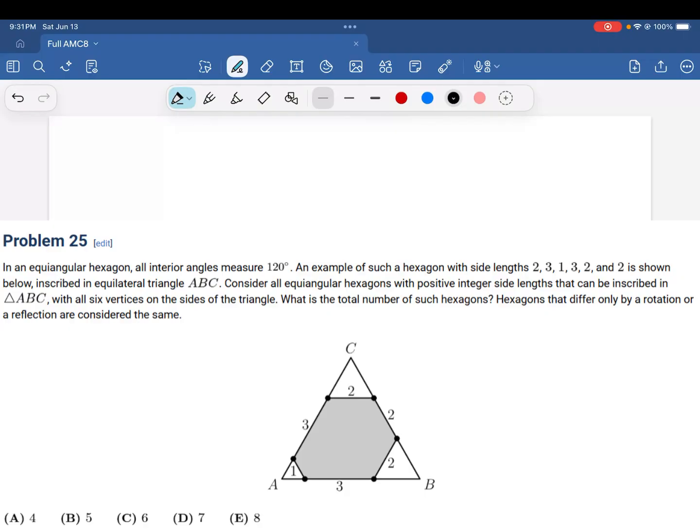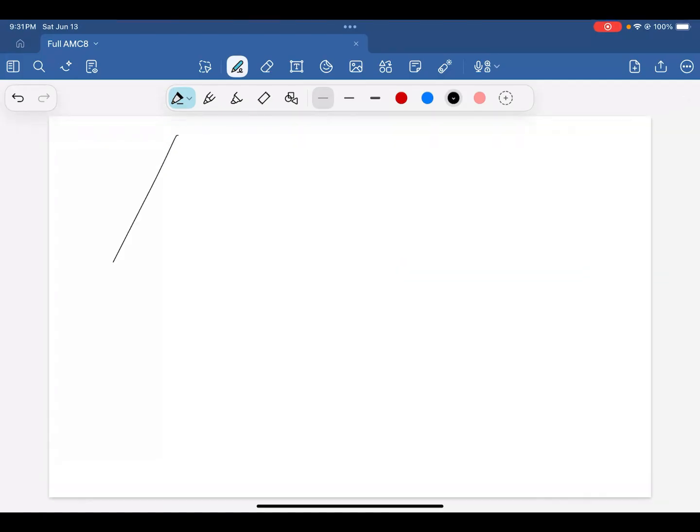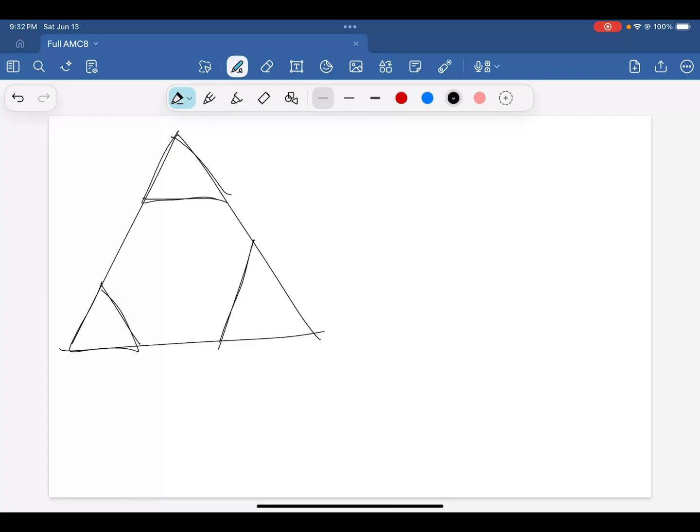So looking at the answer choices, these are very small numbers, so there's not a lot, which makes me think you can count them manually. So let's just get a drawing here. This hexagon is actually just a triangle with 3 small equilateral triangles missing. That's probably a better way to think about that.